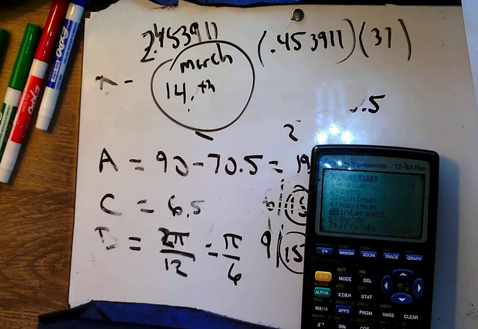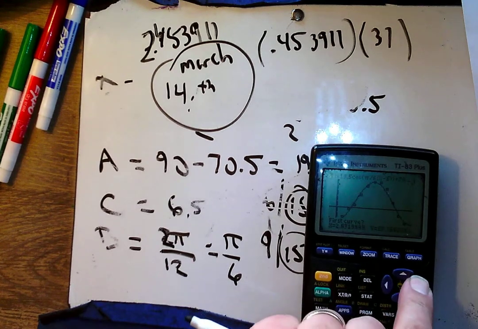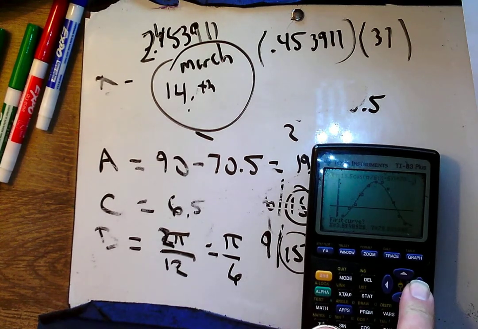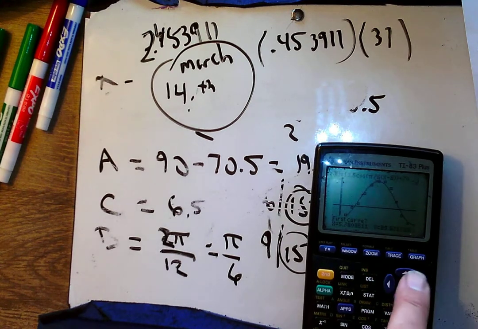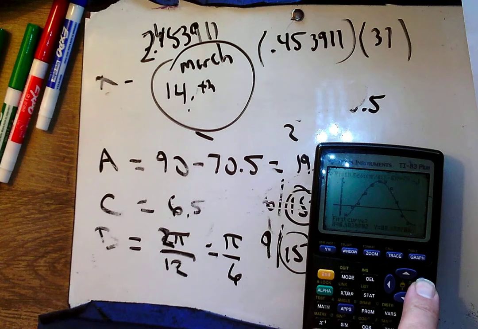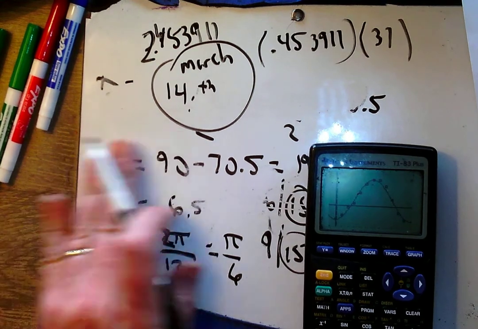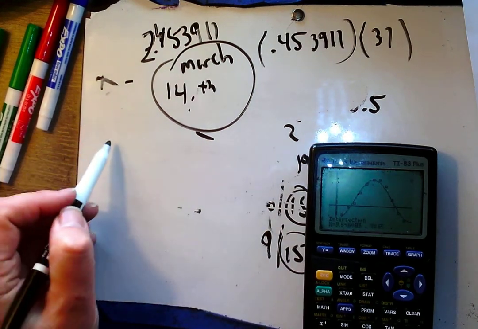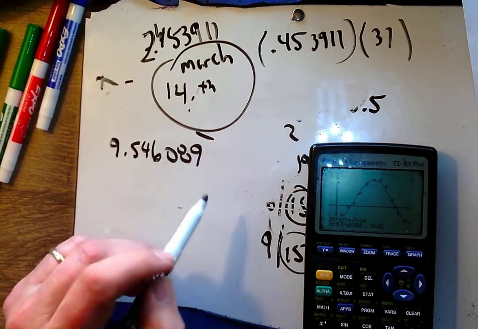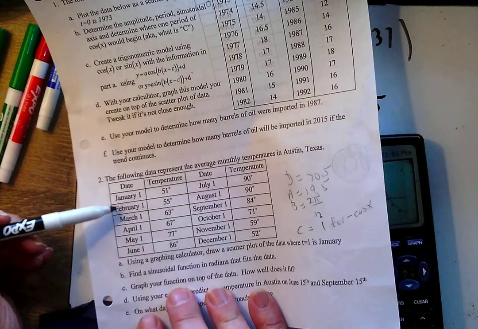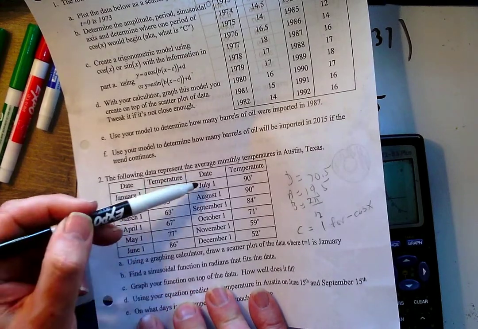Second, calculate, intersect, bring my cursor close to that point of intersection. Just close enough so that my calculator doesn't think I'm looking for this one. I think getting past that maximum should probably be close enough. Enter, enter, enter. And I get 9.546089. Well, 0, 1, 2, 3, 4, 5, 6, 7, 8, 9. So we're talking about October.